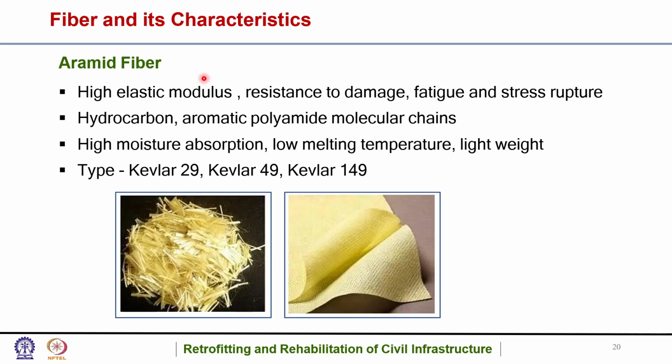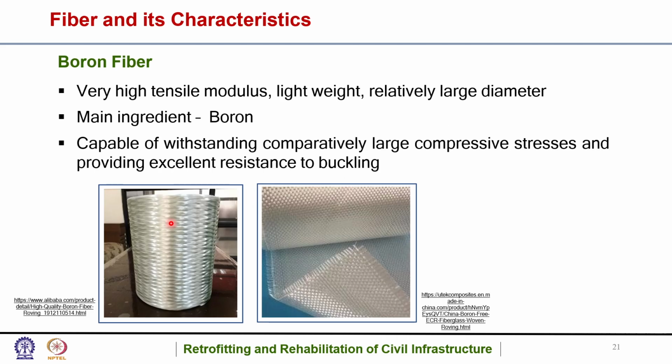Next comes the aramid fiber. They provide high elastic modulus, resistance to damage, fatigue and stress rupture. These are hydrocarbon aromatic polyamide molecular chains. They have high moisture absorption, low melting temperature and are lightweight. The types can be Kevlar 29, Kevlar 49, and Kevlar 149. So these are some of the types of aramid fibers.